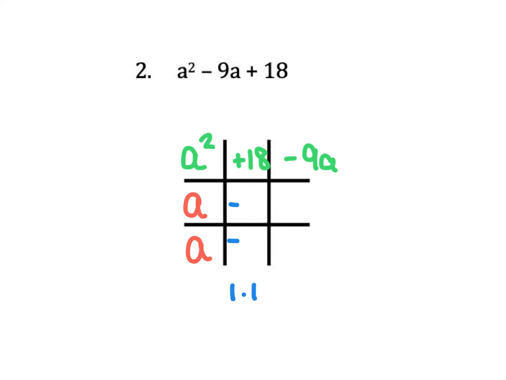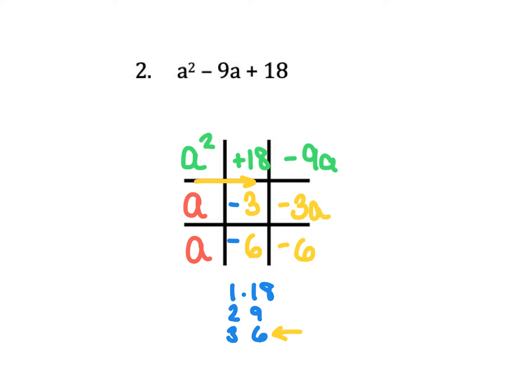My factors of 18 are 1 and 18, 2 and 9, 3 and 6. My hint to you is begin by starting with the two that are closest. This is why I said use a pencil, because if this doesn't work, we erase the 3 and 6 and we try something else. So let's put 3 here, 6 here. We multiply across. A times negative 3 is negative 3a.